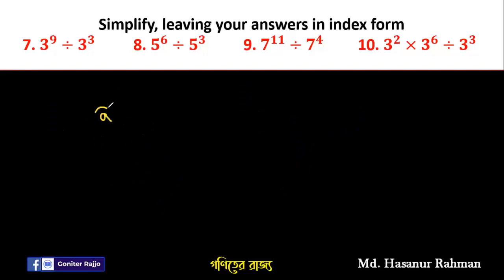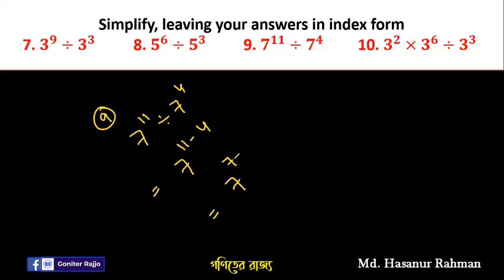Then number 9. Number 9 says 7 to the power 11 divided by 7 to the power 4. The bases are the same and there is a division sign. That's why we have to subtract the indices or powers. 7 to the power 11 minus 4, that will be 7 to the power 7, and that will be the final answer.